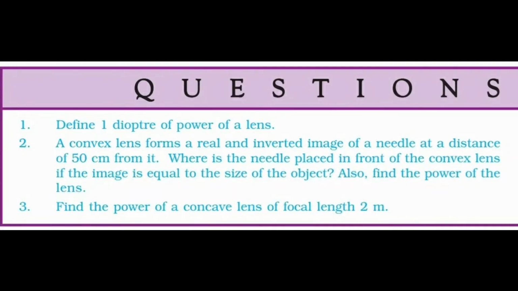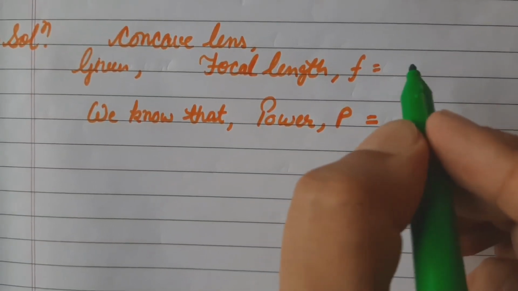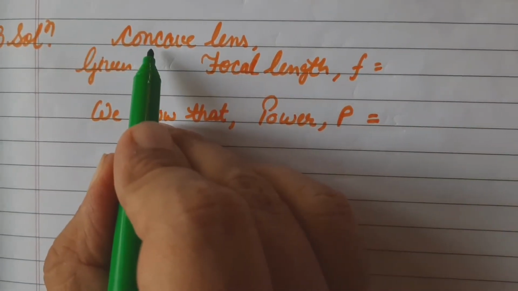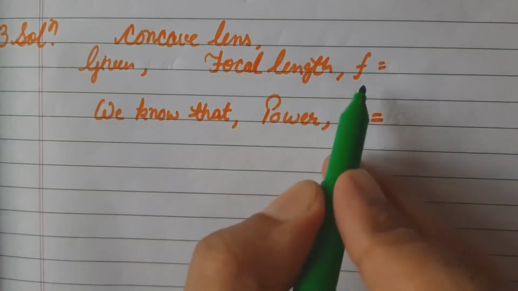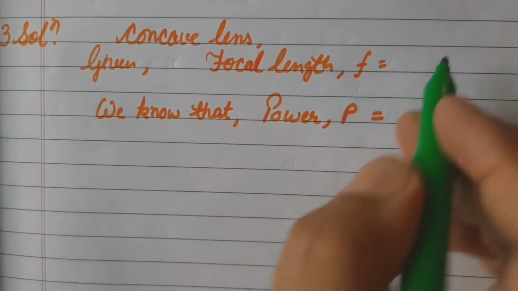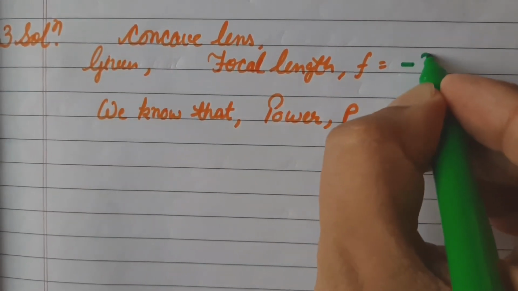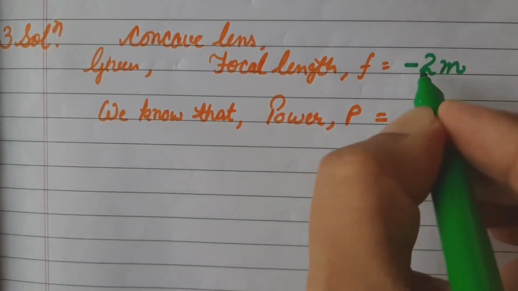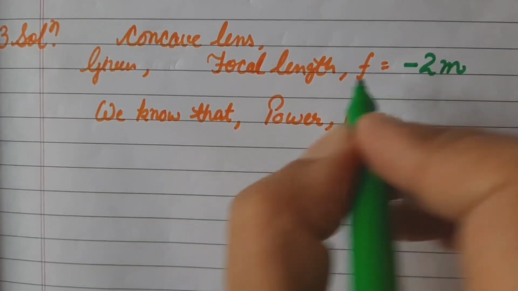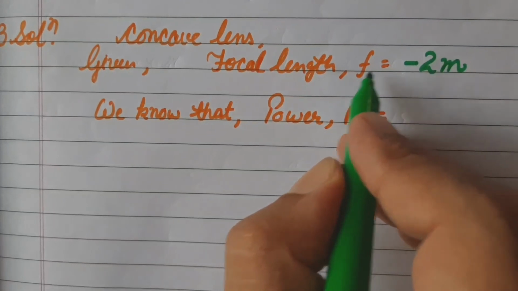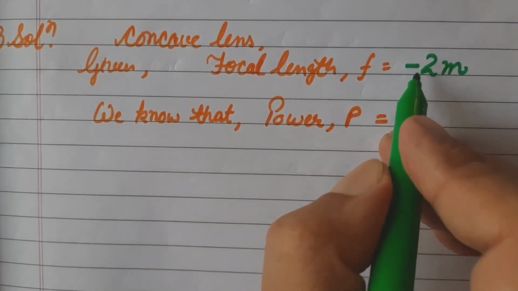Third question, find the power of a concave lens of focal length 2 meter. The focal length is given here, that is 2 meter. The lens is concave, that's why the focal length is negative. Okay, let us calculate this now. Given terms, focal length denoted by small f is minus 2 meter. Why minus? Because the focal length of a concave lens is taken as negative by sign convention.